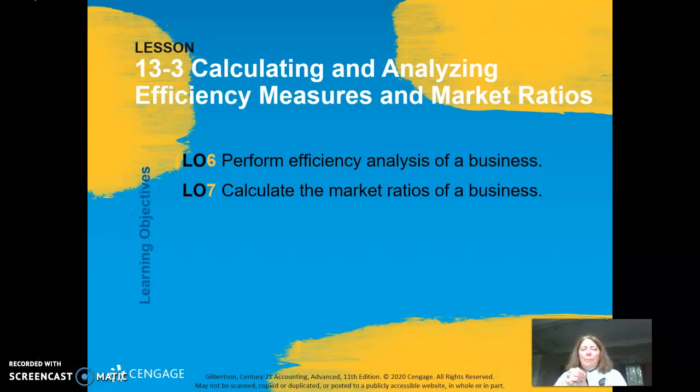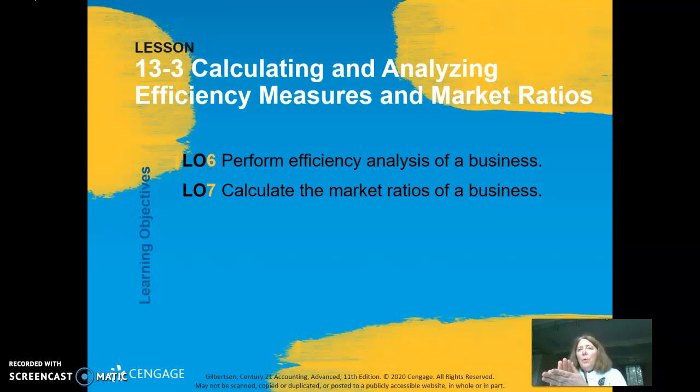Let's talk about Chapter 13 in general before we carry on with 13.3 here. We have looked at 4 objectives of analyzing financial statements, and Section 13.1 was all about the financial strength ratios, short-term and long-term. Then Section 2, we looked at profitability ratios, and a lot of them related to that. This third section is going to be about efficiency measures and market ratios. So those are our 4.